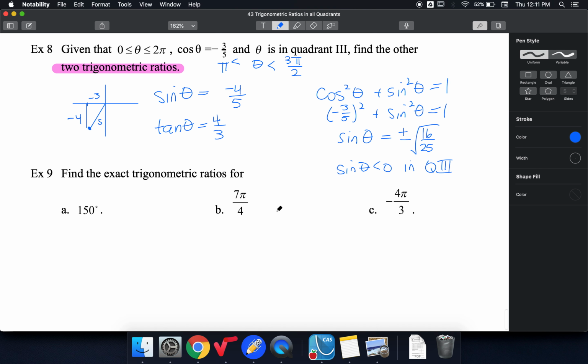All right, this is using your unit circle to find those exact values. I'm going to let you do that.